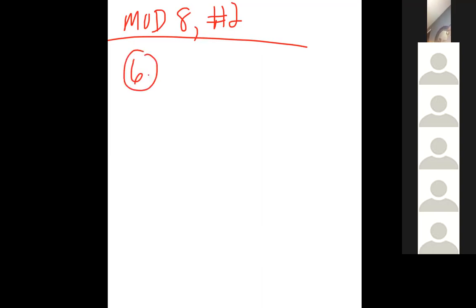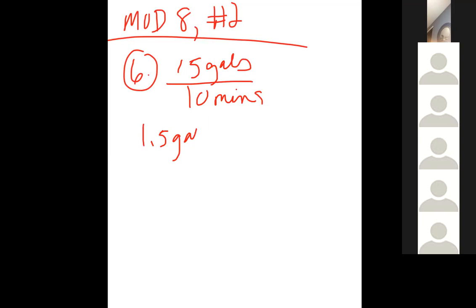It says a camel can drink 15 gallons of water in 10 minutes. 15 gallons in 10 minutes. Now think about it. If he's drinking 15 gallons in 10 minutes, how much water can he drink in a minute? About 1.5 gallons every minute, okay? Now, your job is to calculate how much water this camel can drink in 12 minutes.